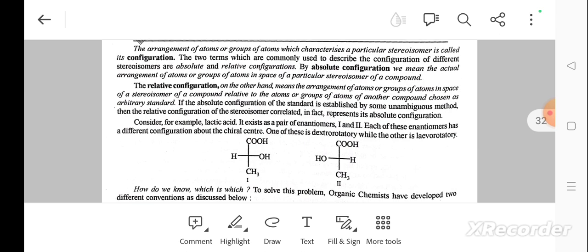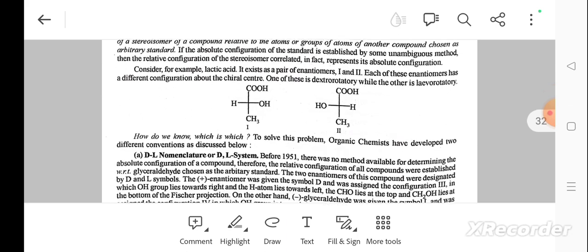If the absolute configuration of the standard is established by some unambiguous method, then the relative configuration of the stereoisomer correlated in fact represents its absolute configuration. Consider lactic acid, which exists as a pair of enantiomers. Each of these enantiomers has a different configuration about the chiral center. One of these is dextrorotatory while the other is laevorotatory.